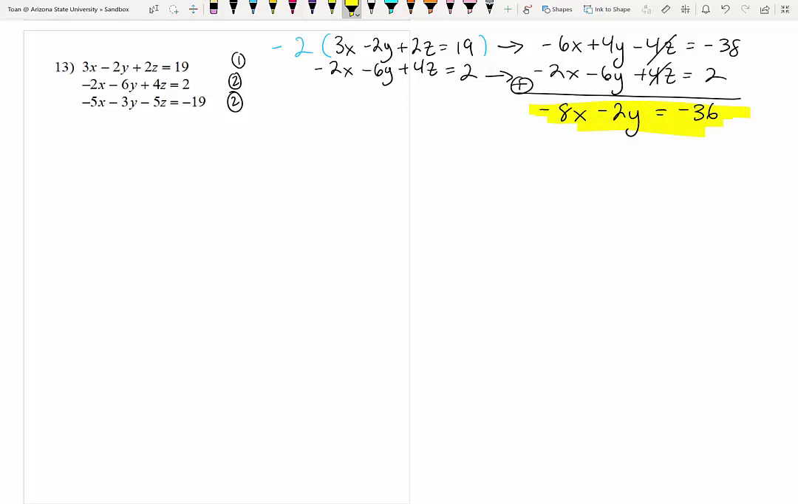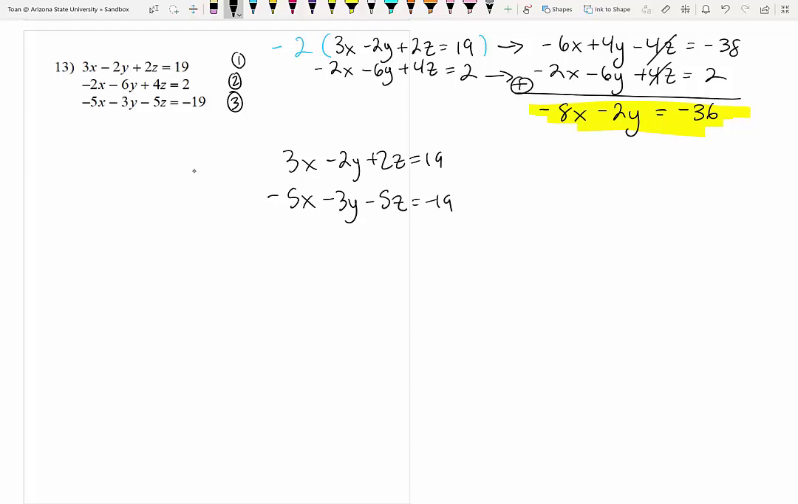There's not much we can do with it now, but we'll save it. So step 2 is to start over. Go back to the original system and pick a different pair of equations. It doesn't matter which one. So we picked equations 1 and 2 to start with. So let's do 1 and 3. Why not? Just because I feel like it. So equation 1, 3x minus 2y plus 2z equals 19. Equation 3 is -5x minus 3y minus 5z equals -19.